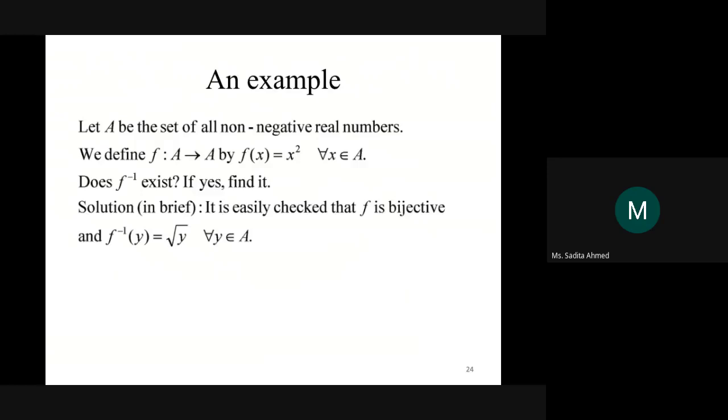In order to answer the question whether the inverse exists or not, we have to find out whether the function is bijective or not. Because if the function is not bijective, then the inverse does not exist. First question is what? Does the inverse exist? In order to answer this question, you have to find out whether this function is bijective or not. And to answer that, you have to find out whether this function is both one-to-one and onto or not. Now, is this function one-to-one?